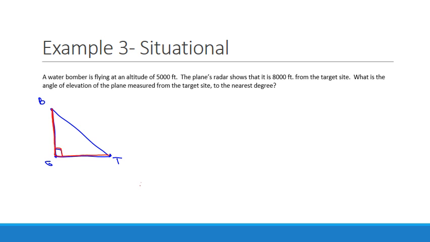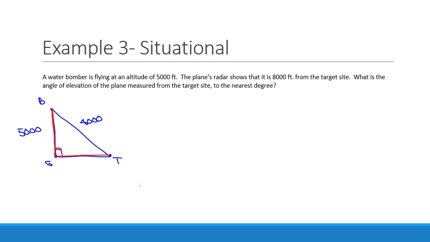Now I've got to put some numbers in. The water bomber is flying at an altitude of 5,000 feet. So altitude simply means the height above the earth. So there's our 5,000. And then the radar shows that it's 8,000 feet from the target site. So we're talking about the plane itself. So the way we'll interpret this question is this will be 8,000. That's the way your textbook works, everybody, in this situation. I know it maybe feels like GT should be 8,000, but BT will be 8,000.